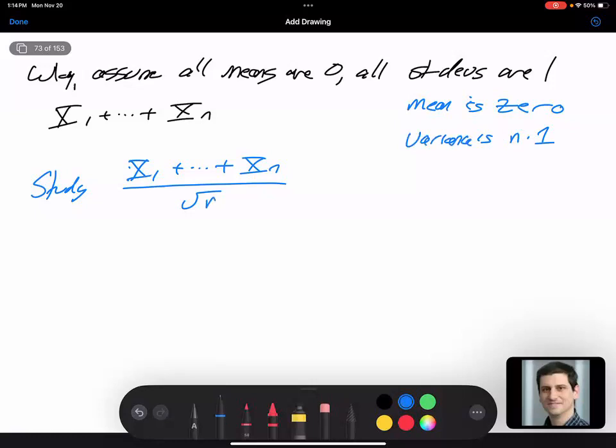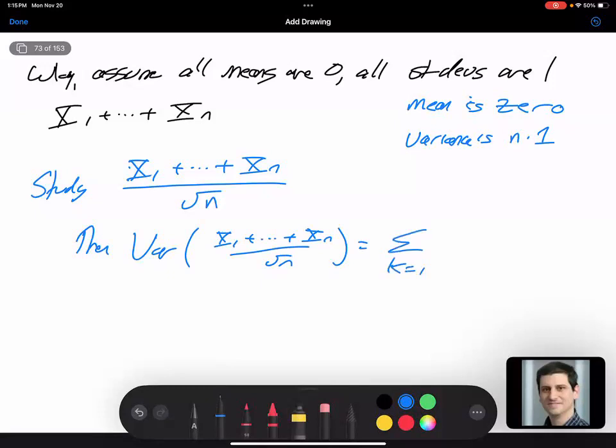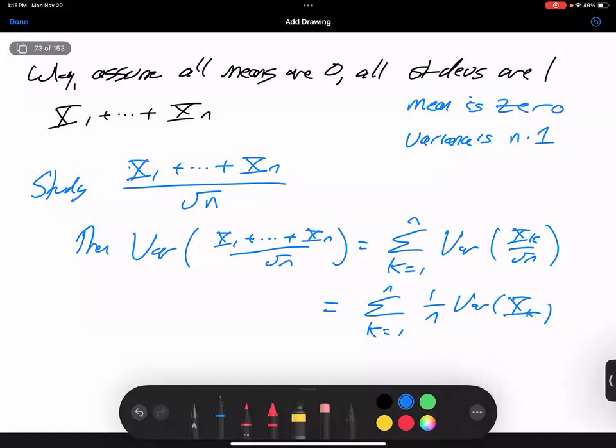So if we divide by the square root of n, then the variance of x1 plus xn over square root of n is going to be the sum, k goes from 1 to n, of the variance of xk over root n, which is going to be the sum, k goes from 1 to n. And now it comes out as a 1 over n because we square things, variance of xk. And then that's going to be 1 over n times 1, which is 1. So it is the square root of n that we want to normalize by.